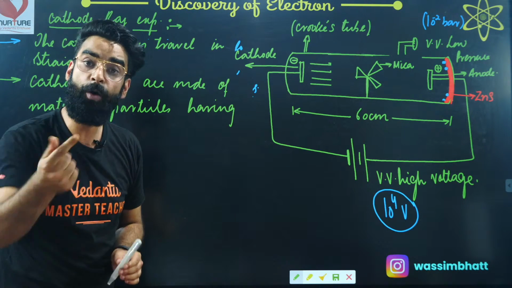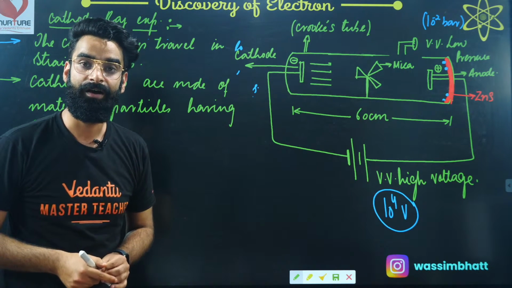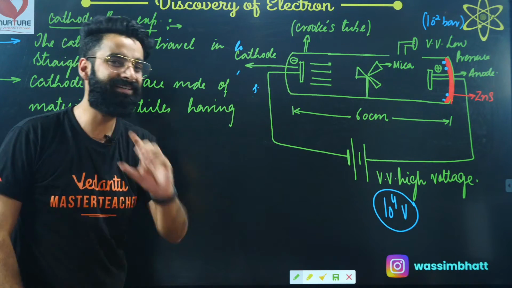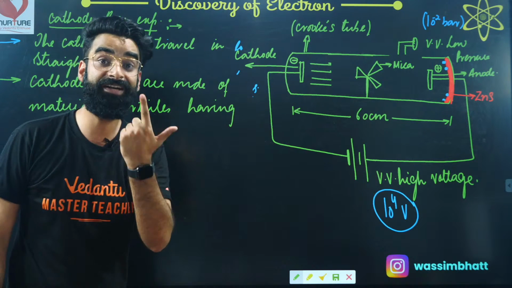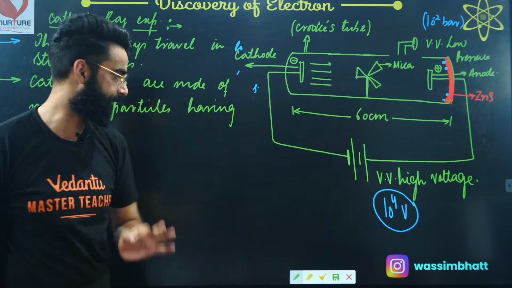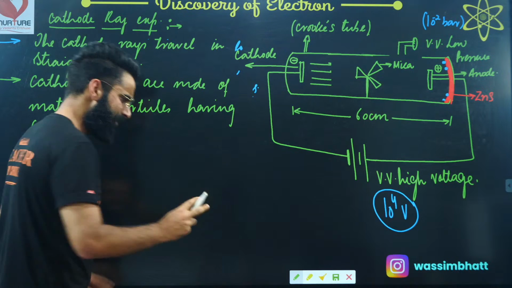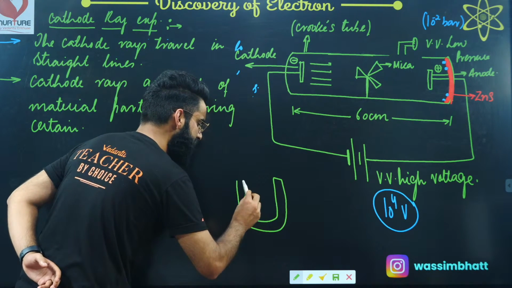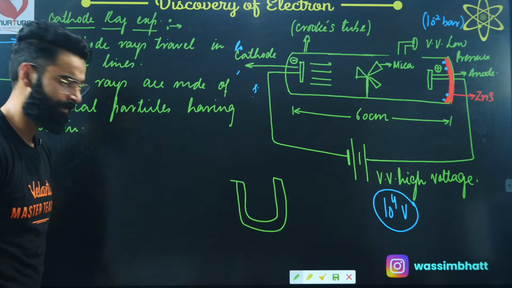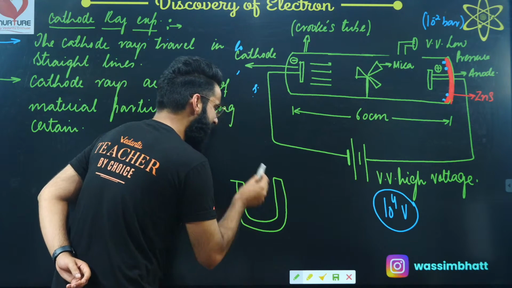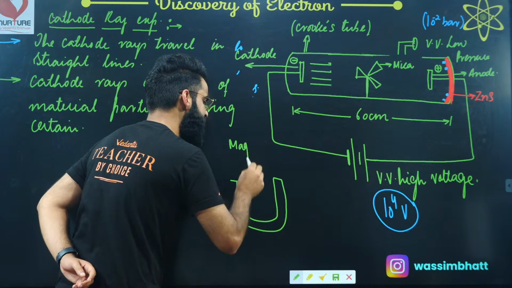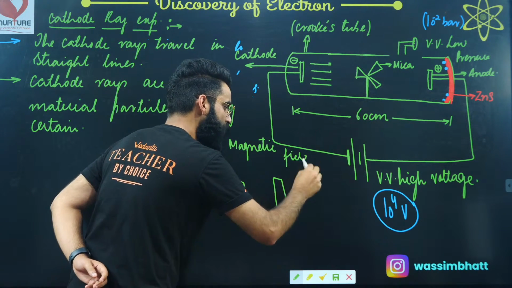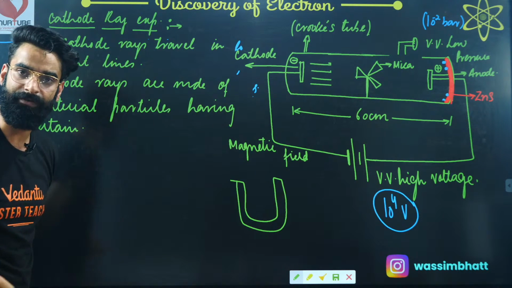Now it was time to check whether the particles of which the cathode rays are made up are charged or not. What did he do for that? Let me tell you. For example, this is one U-type magnet which I have. Every magnet has got some magnetic field associated with it. You must have studied this in your class 10th as well.